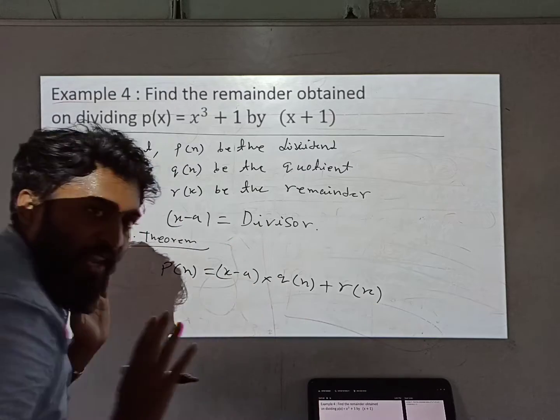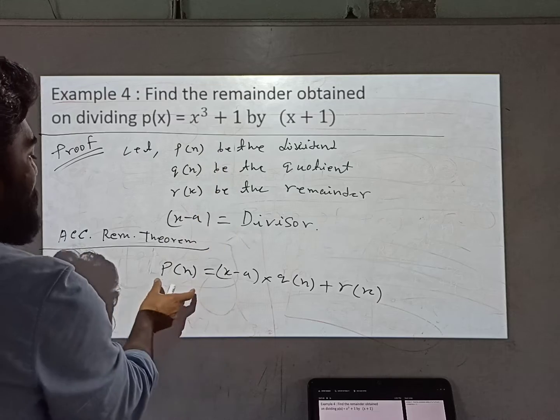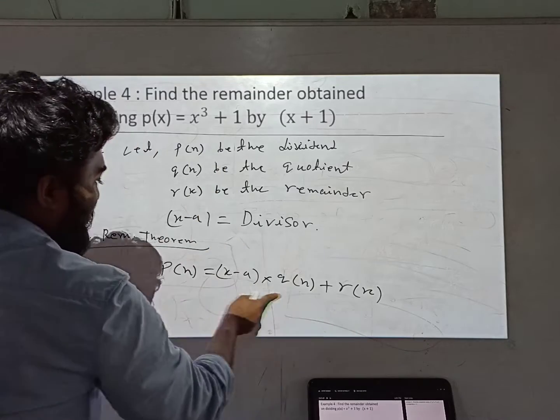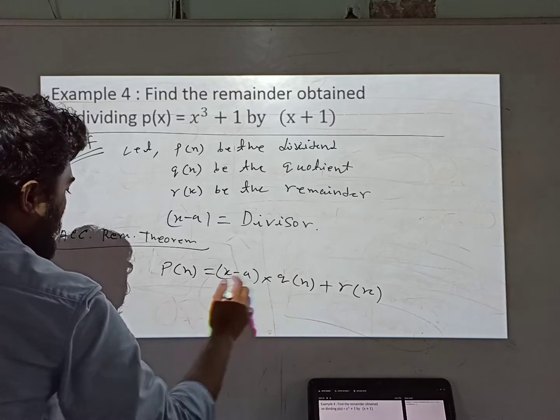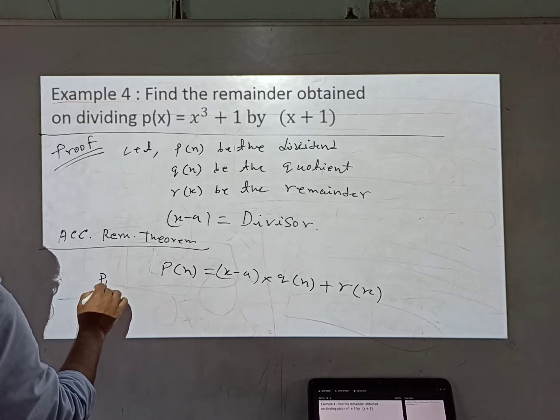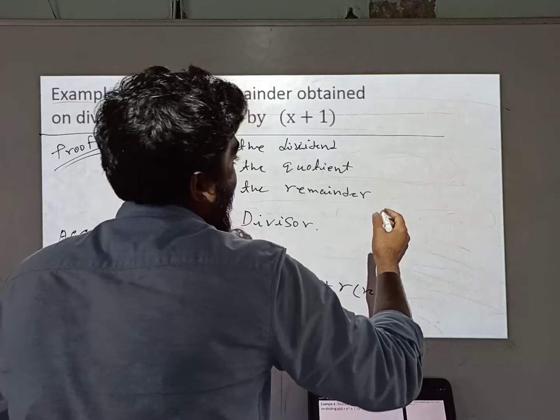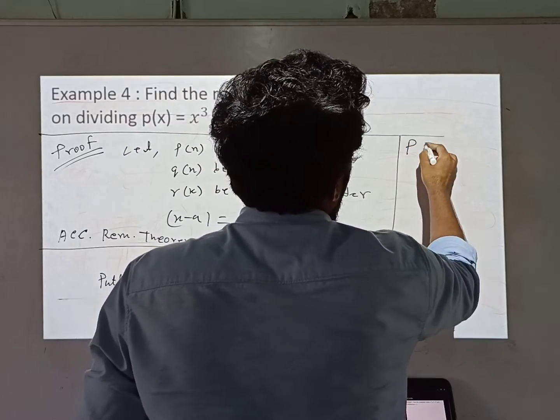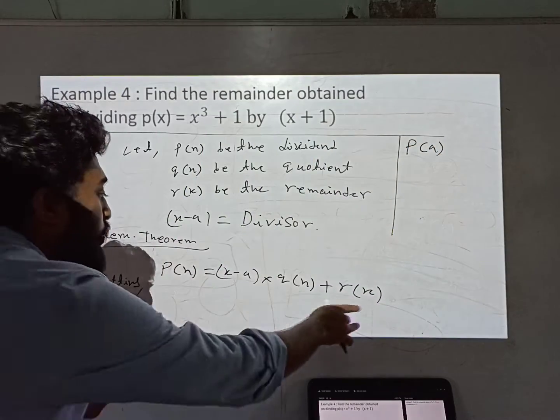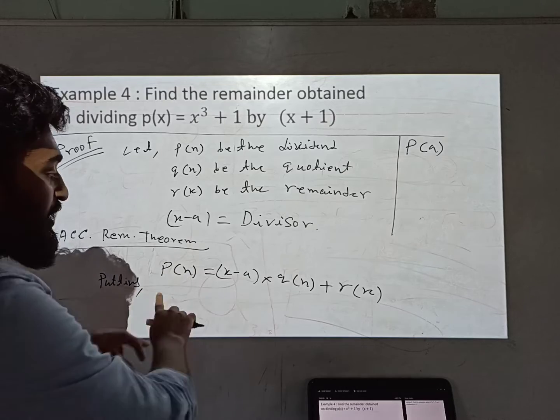we get these things. Are you getting my point? So we are dividing p(x) by x minus a, we are getting these things. Okay, this is our expression. Now I need to get p of a. To get p(a) out of this, I need to put x equals to a over this expression.